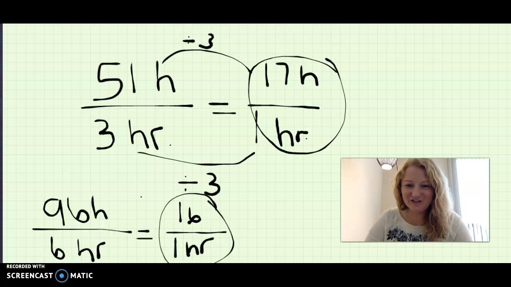All right, to find Shayna's unit rate, I did the same thing. I thought, how do I get from 6 to 1? Divide by 6. So then I also divided the numerator by 6, and I got 16 hits in 1 hour. So now let's compare this.